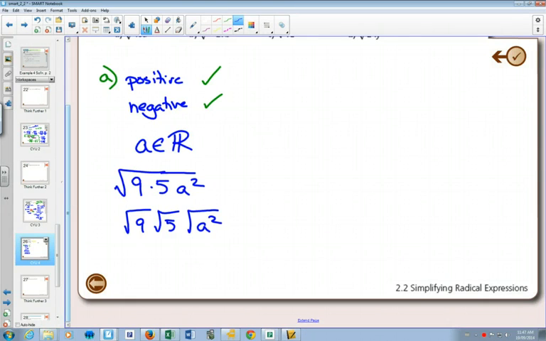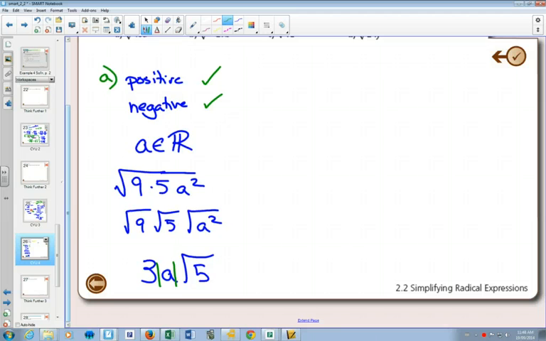Square root of 9 is 3. Can I do the square root of a squared? It'll just be a. Now, that is simplified. Technically, we just said a could be a negative number, right? And we learned about the principal square root. Say, whenever you take the square root, it always pulls out a positive number. So in order to make sure that this a is positive, we add absolute value bars around it.